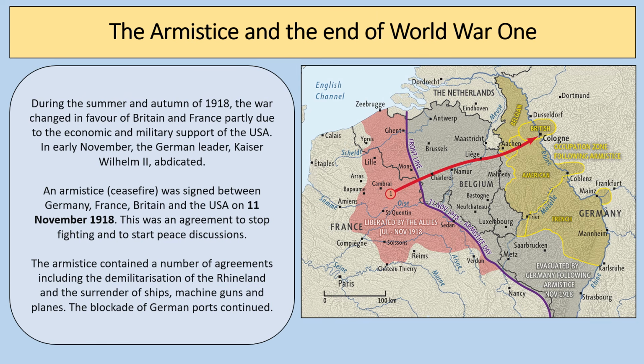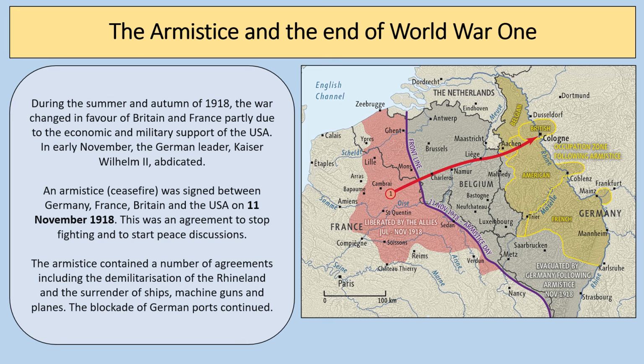So the First World War came to an end after 4 years on the 11th of November 1918. Now, you probably know from your own knowledge that the First World War was a stalemate for much of the conflict between 1914 and 1918, with the two sides bogged down with trench warfare. But during the summer and the autumn of 1918, the failure of Germany's spring offensive very much saw the war change in favour of Britain and France, partly, or very much down to the economic and military support of the United States of America, who had entered the war in 1917.